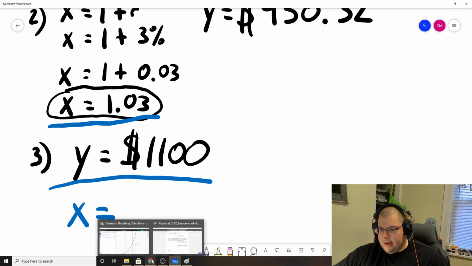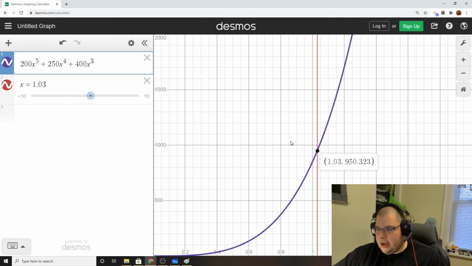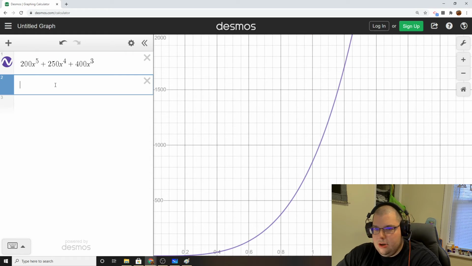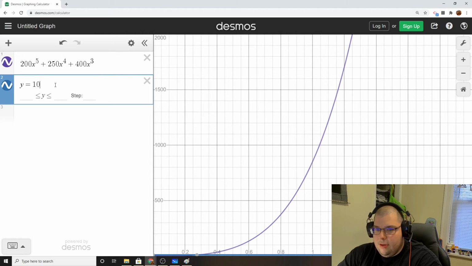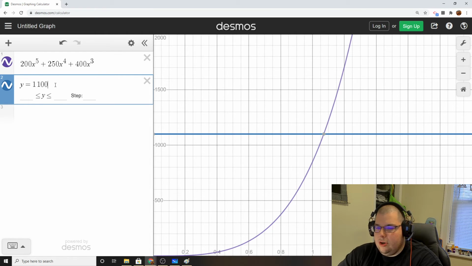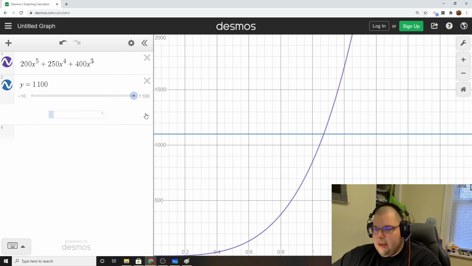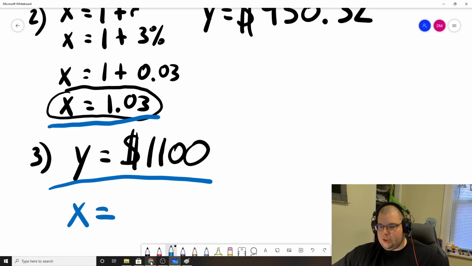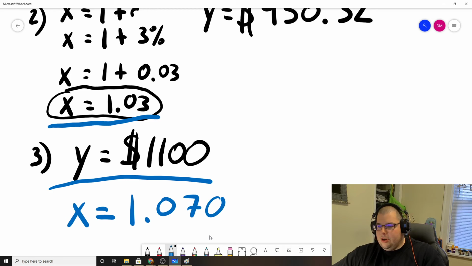So back to Desmos down here. And now instead of x equals 1.03, we change it to y equals the $1,100, and there it is graphed, and that intersection point is of course what we're looking for. We want the interest rate, so we take the x value, 1.0705. So x is equal to 1.0705.